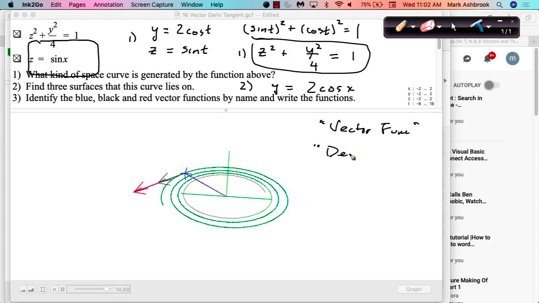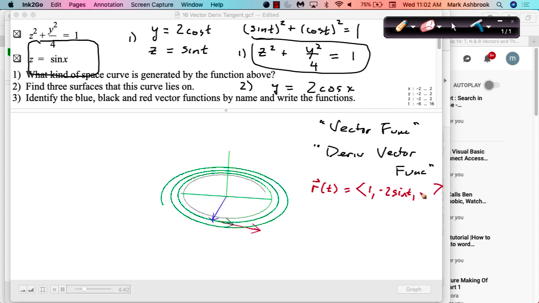So we got the vector function, and the derivative vector function, that was the red one. Let's write that. What is that function? 1, -2 sine t, and cosine t. Agree? Finding a derivative vector function is kind of like falling out of bed. You just take the individual derivatives. There's nothing tricky about it. You just find the derivative of each component, and that gives you the derivative vector function.